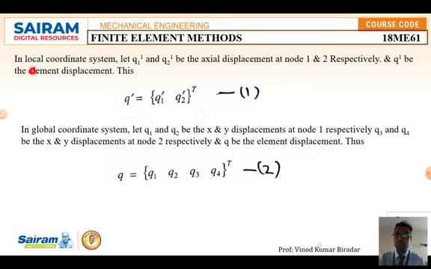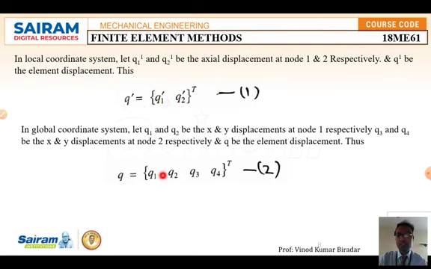In the local coordinate system, let q1 dash and q2 dash be the axial displacements at nodes 1 and 2, and let q dash be the element displacement matrix. So q dash is equal to the transpose of q1 dash, q2 dash. Give equation number 1. This is in the local coordinate system, since only one displacement is present at each node.